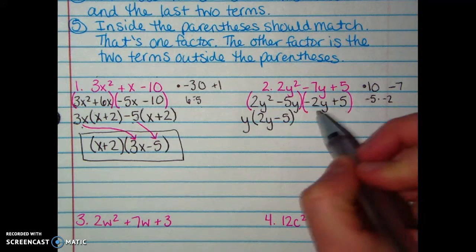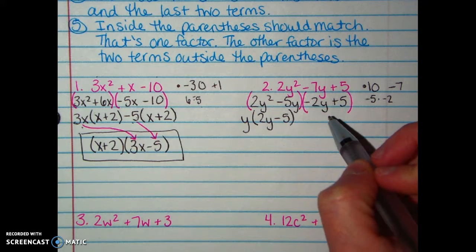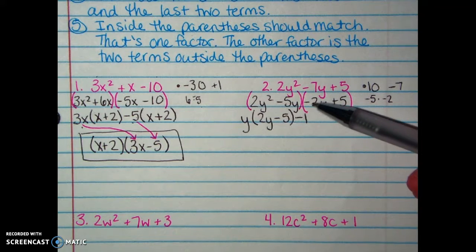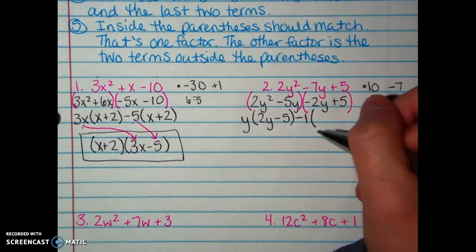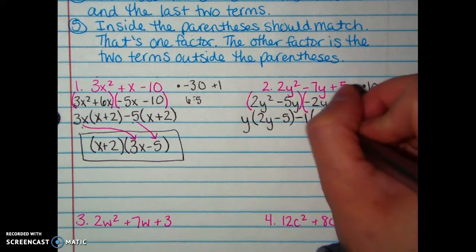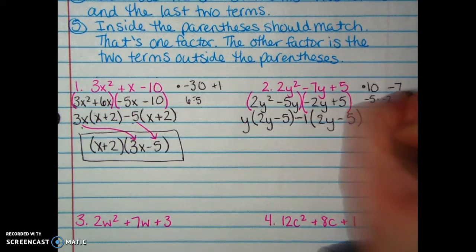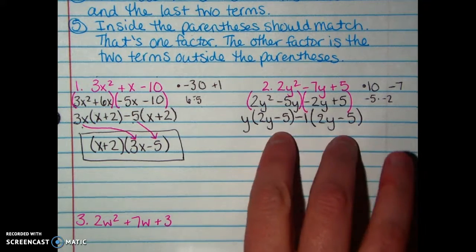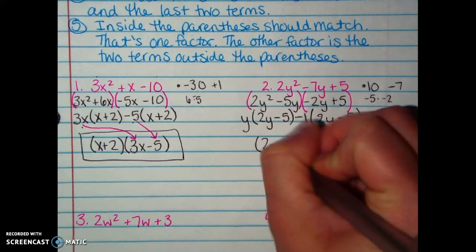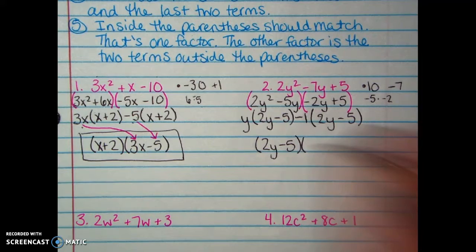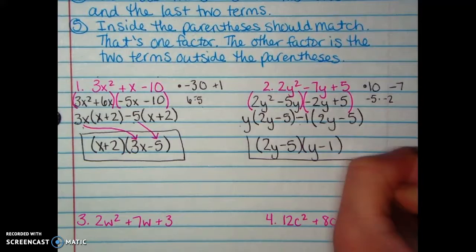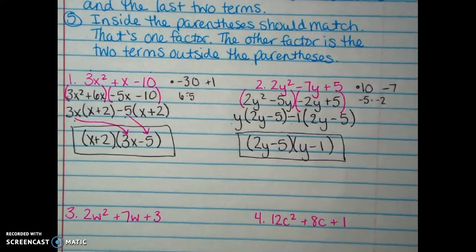Over here, they don't have anything in common except for a -1. And I brought out a -1 because that first term is negative. If it's positive, then I would just bring out a +1. So left inside is 2y minus 5. This sign changes from up here because I divided by a -1. These two match, so that's one of my answers. Other answer is y minus 1. And that's it.